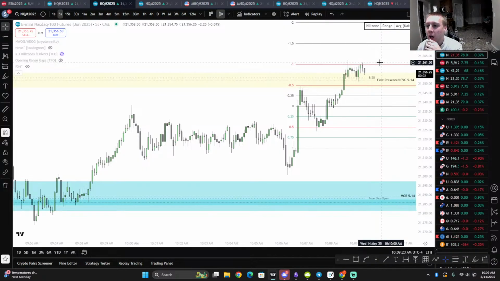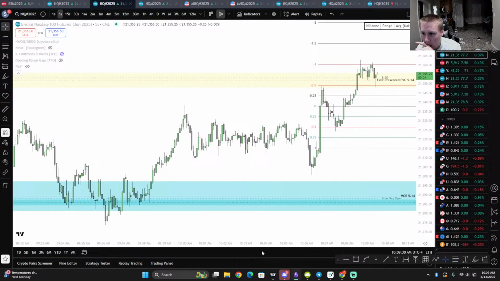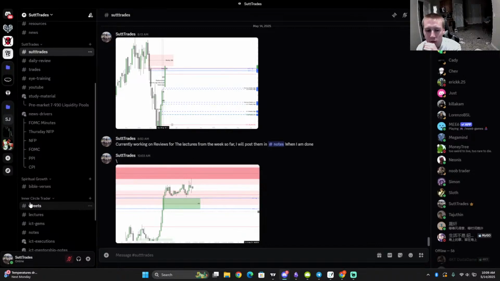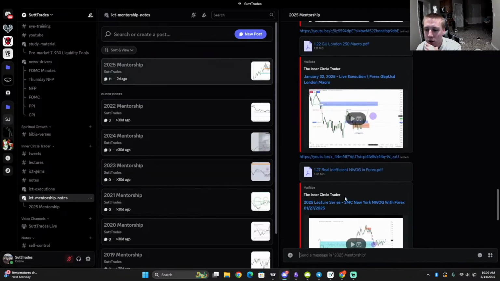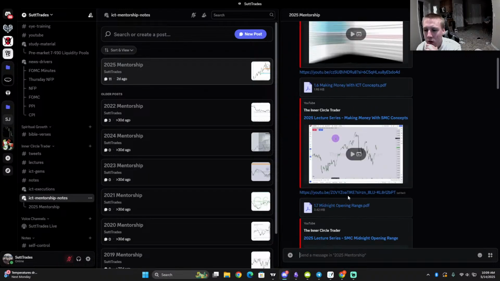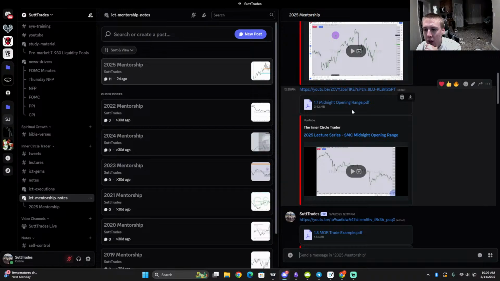Notice this large fair value gap. If we extend -1, look at the respect to that. I do want to pull up the lecture that supports that. If you go into the Discord, this is just a lecture to study, but midnight opening range here.